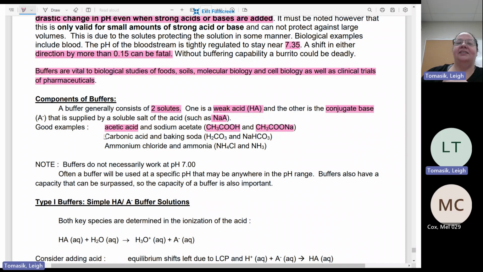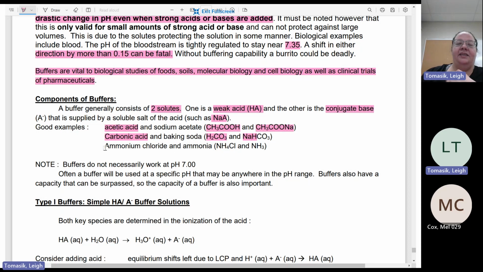Okay, carbonic acid is another weak acid, right? That's H2CO3. And for its conjugate base, we've taken one of the H's. So we start with 2 H's, we've taken one of the H's away, and there's now only one H. We've replaced the H that we took away with a sodium, so now we only have one H, and an Na has taken the place of the other.